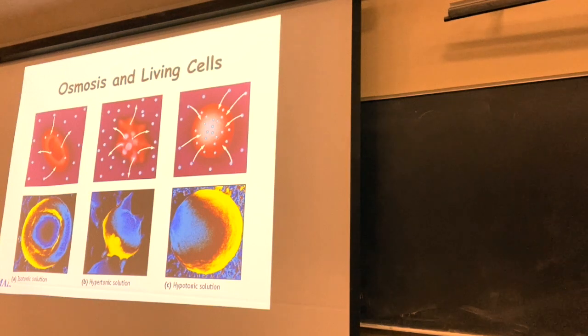Anyway, here's some ideas of what's going on. In a normal isotonic situation, that means the concentration of ions on the outside of the cells, like in your blood, is the same as the concentration on the inside, all right? So the solvent molecules going in are equal to the solvent molecules going out, and your cell is nice and healthy. But you can have hypertonic and hypotonic, all right?